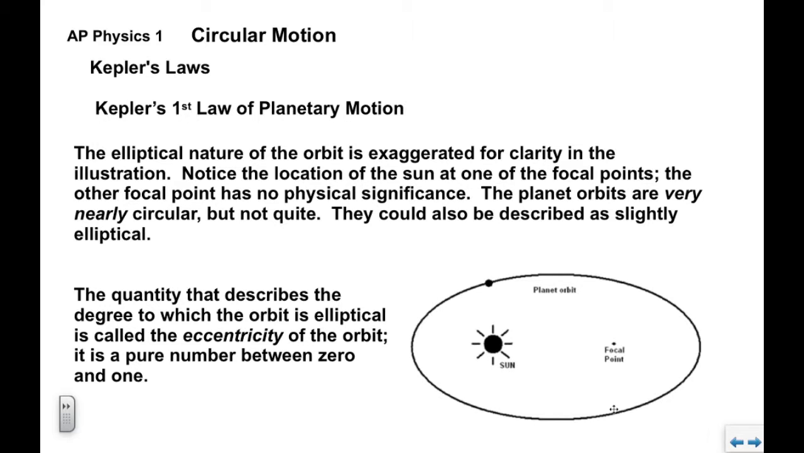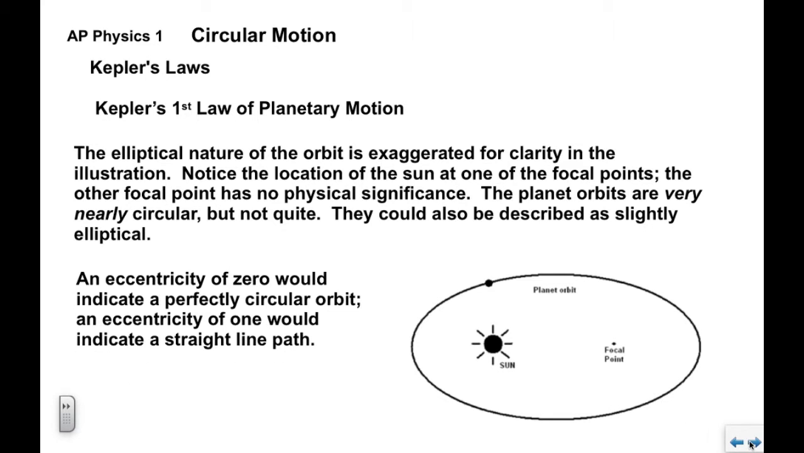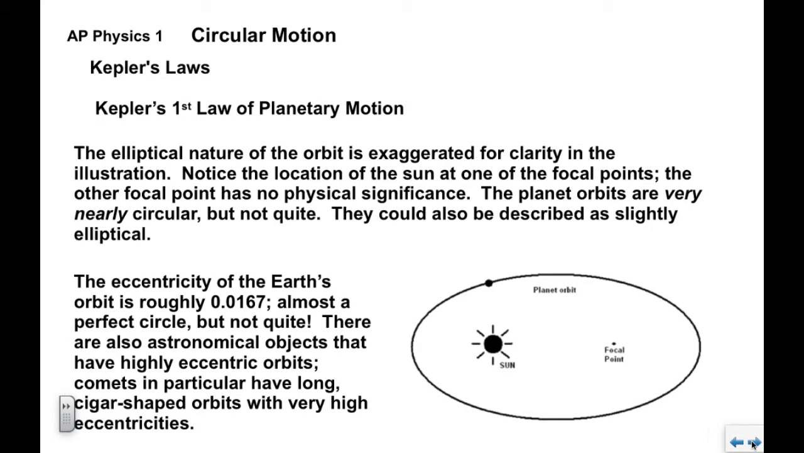There's a quantity that describes how elliptical the orbit is. It's called eccentricity. It's a pure number between 0 and 1. If we had an eccentricity of 0, that would indicate a perfectly circular orbit, and an eccentricity of 1 would indicate a straight line path. Well, not really a straight line, more of a parabolic trajectory around the sun where the orbit isn't actually closed. So we'll be dealing with numbers between 0 and 1.